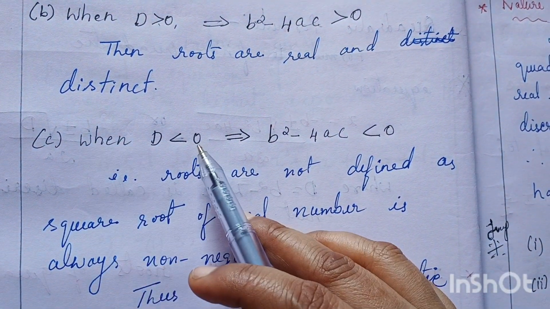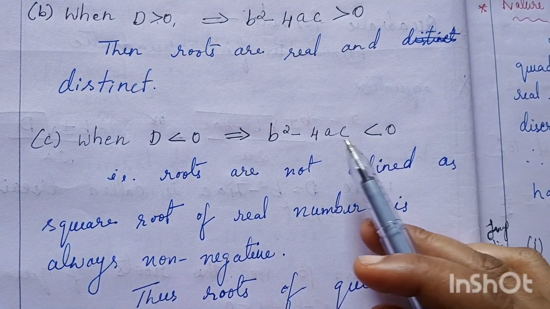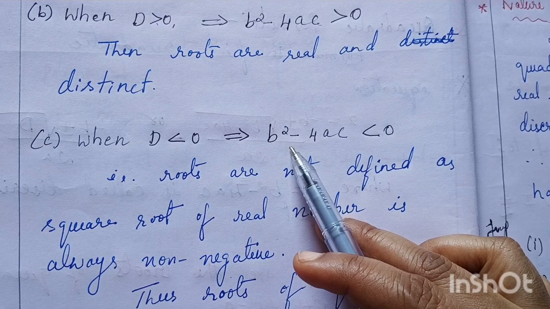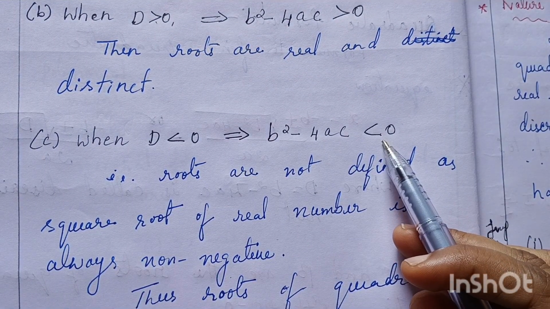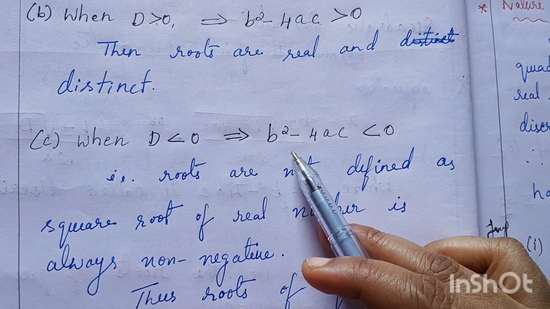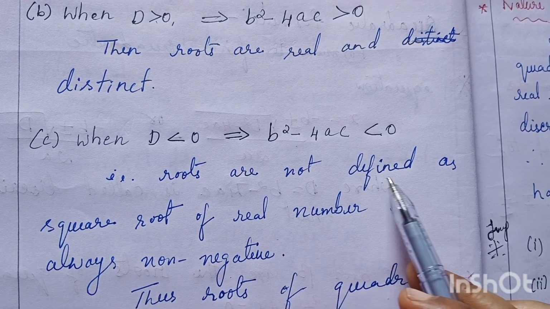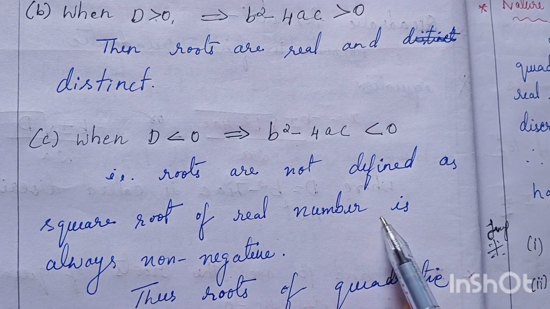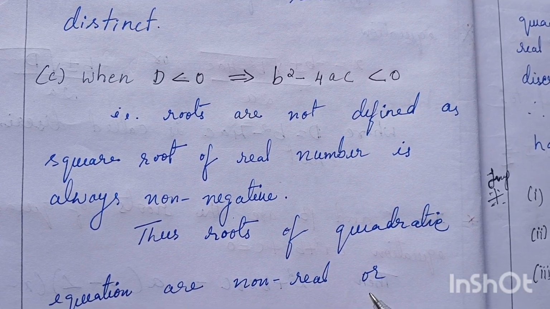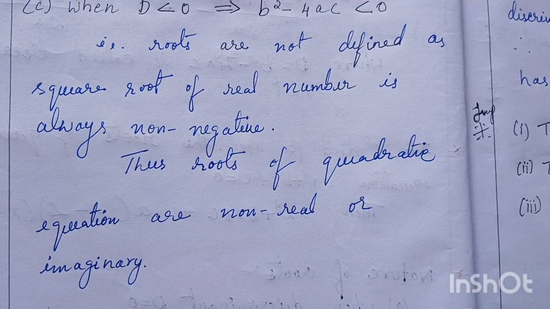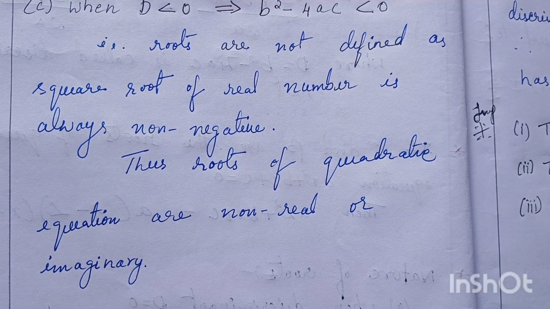When discriminant is smaller than 0, lesser than 0, means b square minus 4ac. After finding with the discriminant formula, b square minus 4ac करके आपका answer is less than 0, then the roots are not defined, as square root of negative numbers is not real. Thus the roots of quadratic equation are non-real or imaginary. Less than 0 means roots are non-real or imaginary.